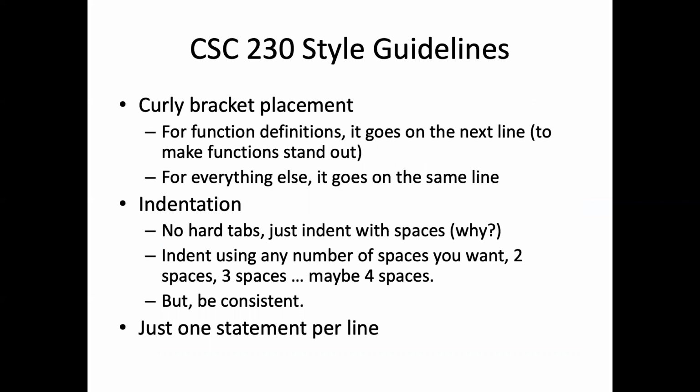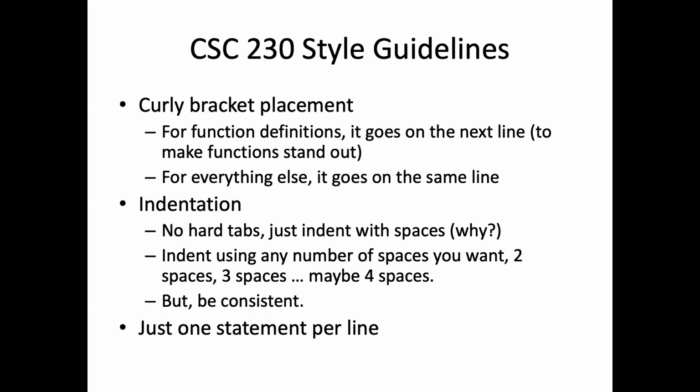The style guideline also has some restrictions on things like curly bracket placement in general. Curly brackets go on the line of code that introduces the curly bracket. So if you have a for loop, the curly bracket goes at the end of the for. If you have a while loop, it goes on the same line as the while. The only difference is for function definitions. For function definitions, the curly bracket goes on the next line after the function header. And I would say that's to call attention to function definitions, to give them a little more vertical space so they stand out. And that's a fairly common convention, even when curly brackets go on the same line for everything else.